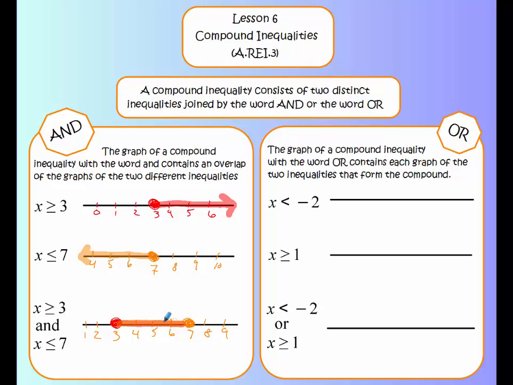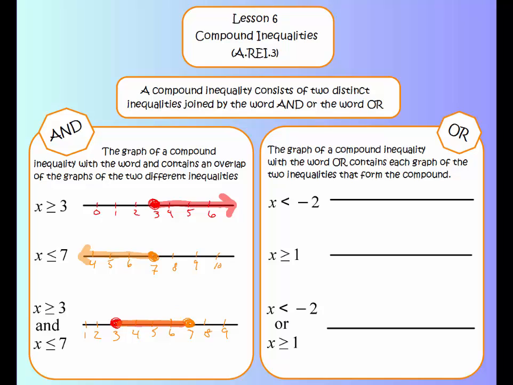And so I have this section right here between 3 and 7. I don't want anything to the left of 3, less than 3, and I don't want anything greater than 7. So it is the intersection of these two graphs. It is the part where they overlap. That is my solution set whenever I have an and type of inequality.